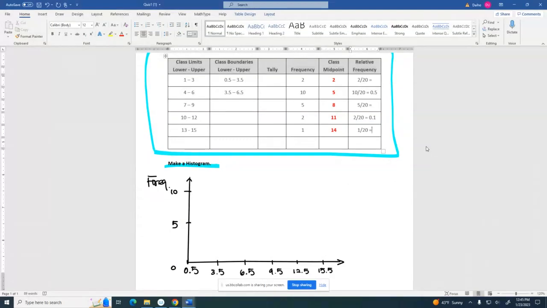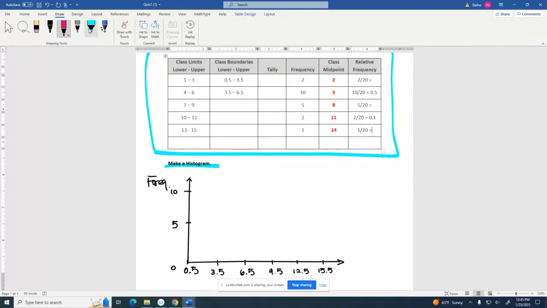Please don't leave blanks. You have to complete the relative frequencies. And when you sum up the relative frequencies, they must be 100%, right? And the frequencies must sum to 20. And you can make the histogram with the frequencies, not the relative frequencies.